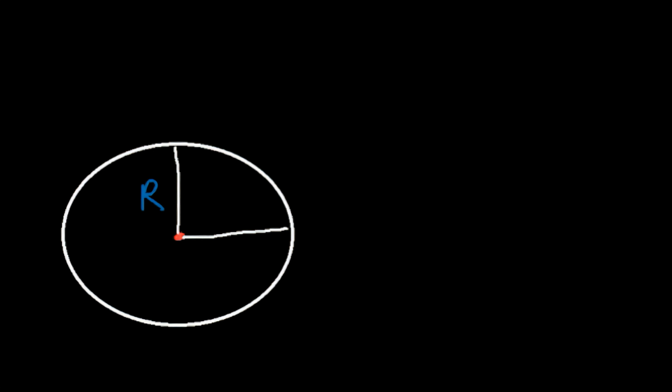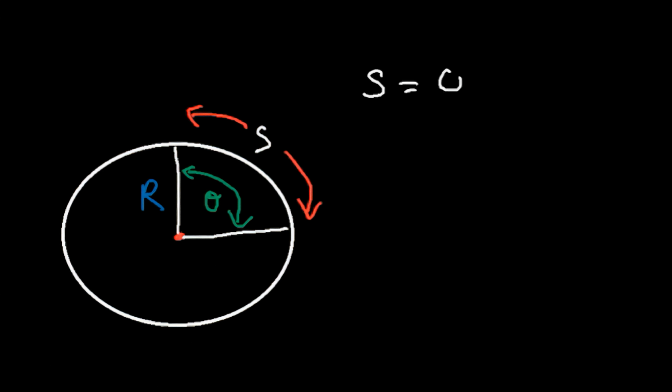The angle theta is the angle between these 2 points. And the distance at the edge of the circle between those 2 points is known as the arc length. The arc length can be calculated by multiplying the angle in radians times the radius.